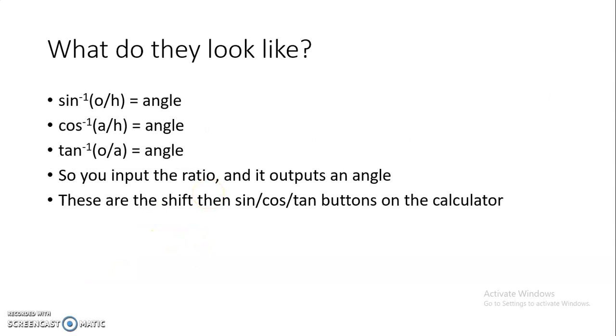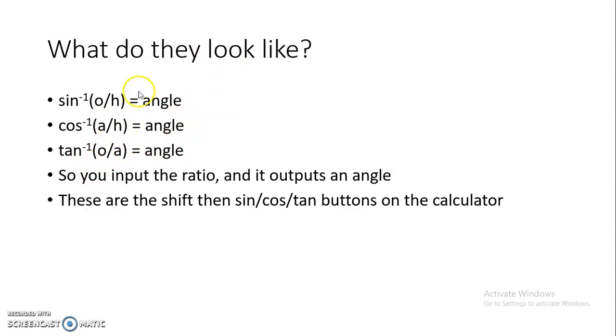So there are 6 different trig values: sine, cosine, tangent, and the reciprocal identity of those 3. The reciprocal identity of sine is going to be cosecant, cosine is going to be secant, and tangent is going to be cotangent. And those 6 together are called trig functions.